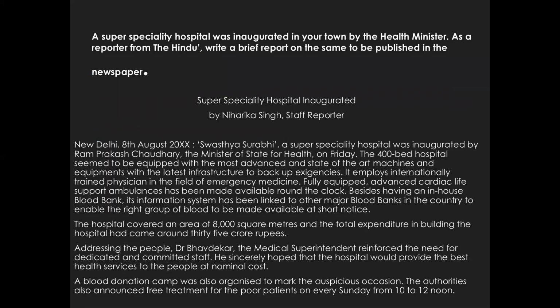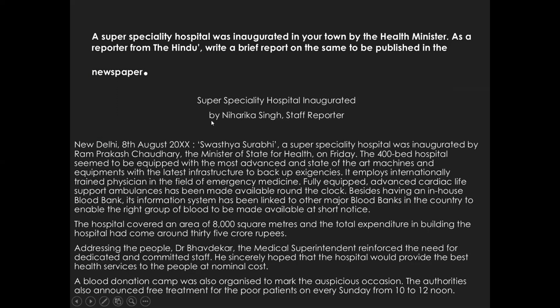Now this is a sample report relating to a newspaper. So a super specialty hospital was inaugurated in your town by the health minister. As a reporter from The Hindu, write a brief report on the same to be published in the newspaper. This is the question. So the first one is the title, the headline: Super Specialty Hospital Inaugurated.